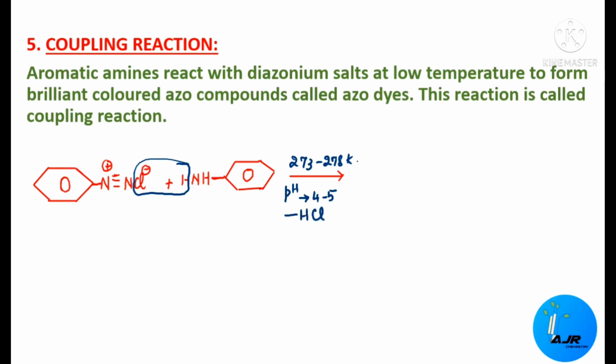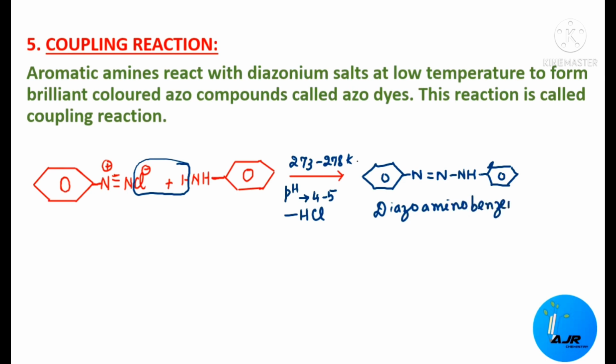So just write the rest of the compounds now. N, right? Double bond N. Again there will be one N, then H, then a phenyl ring. Understood? So the name of this compound is diazoamino benzene, and this is a yellow dye. Understood?